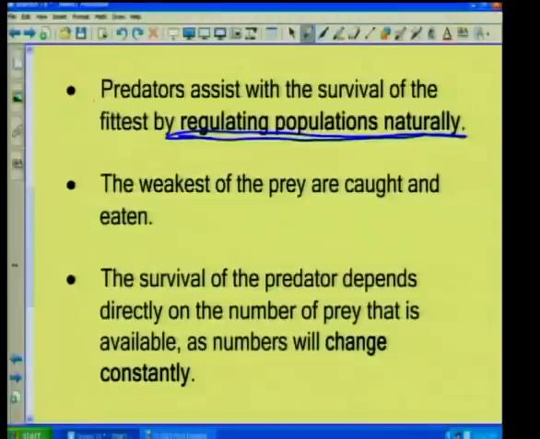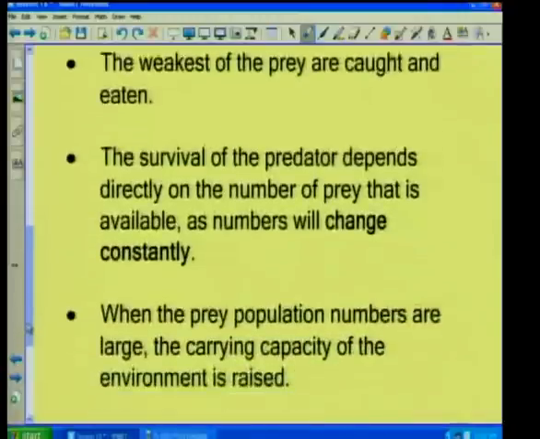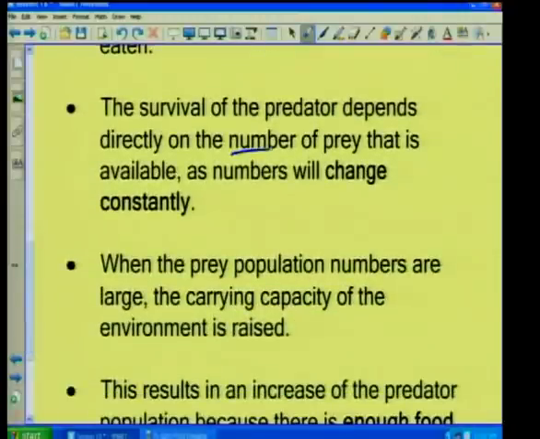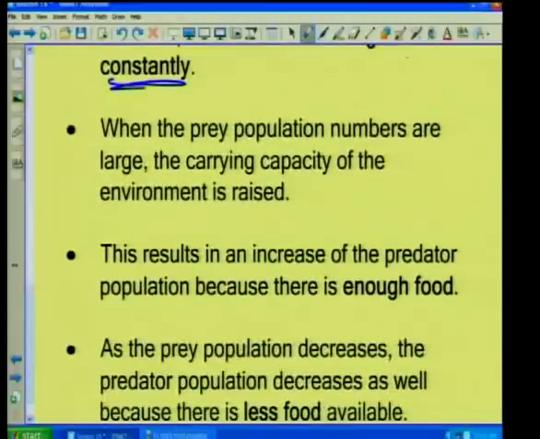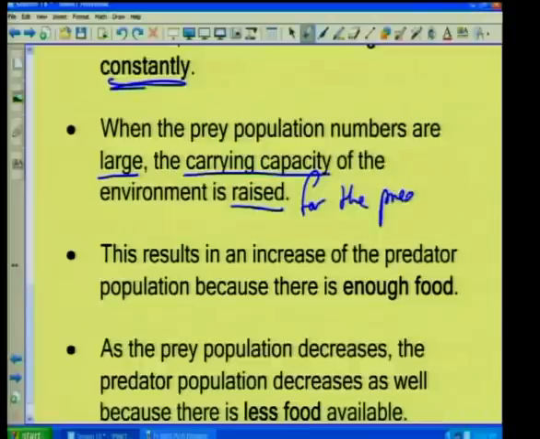So predators regulate populations naturally. The weakest of the prey are caught and eaten. The survival of the predator depends directly on the number of prey that are available. And these numbers will change. As the predator eats these organisms, so they will change constantly. When the prey population numbers are large, the carrying capacity of the environment is raised for the predator. This results in an increase in the predator population.